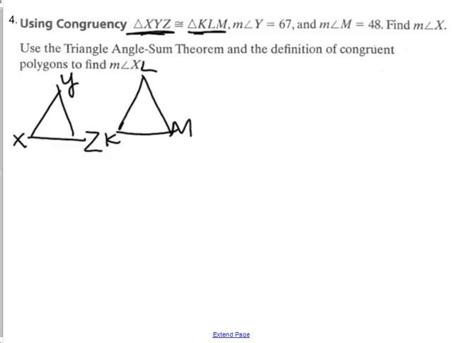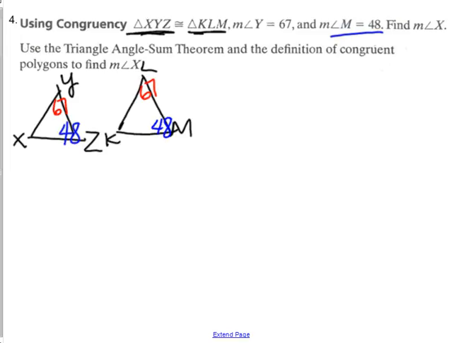So it says the measure of angle Y is 67. I'm going to put it in Y. What other angle is 67? That means the angle L is going to be 67, because I know that about congruent polygons. The measure of angle M is 48. It says that right up here, 48. So that means the measure of angle Z is 48 too, right?